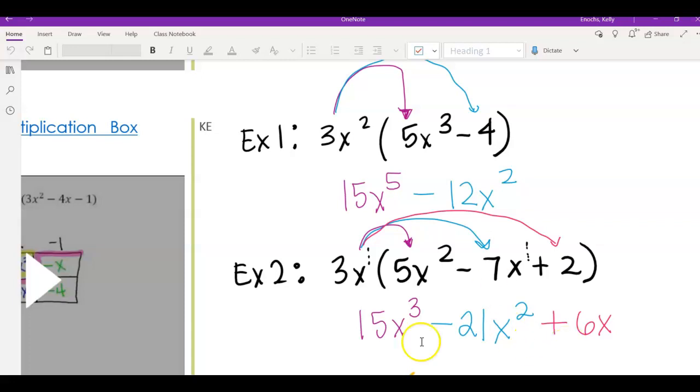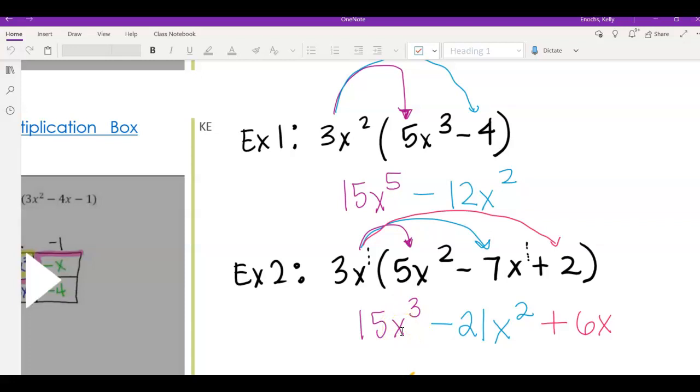It might be helpful to you when you're doing this to remind yourself that if it just says x, that's really x to the first power. And you might want to write your 1 there so that you remember to add that 1 to whatever value you have. So that kind of reminds me at the beginning here that I have 1 plus 2 to make x to the third when I do that first distributive property.